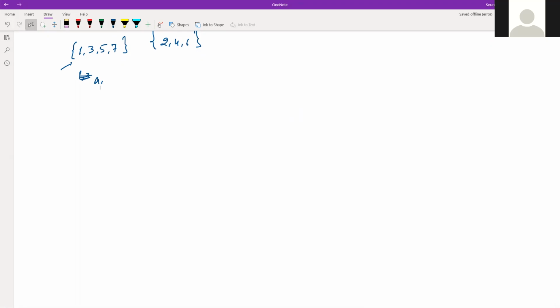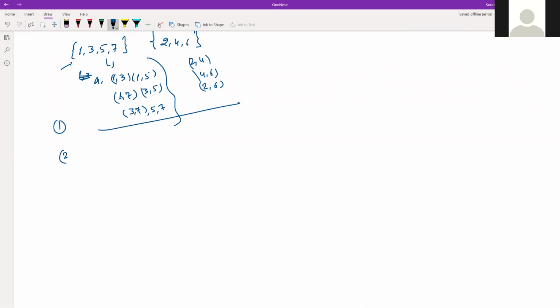right? So 1 and 3 will be related, 1 and 5 will be related, 1 and 7 will be related, 3 and 5 will be related, 3 and 7 will be related, and 5 and 7 will be related. That is from the first. Same way here, 2, 4 related, 4, 6 related, 2, 6 related, and so on. But so that is the first part. Second part, 1 and 2. Because one is from this group and second is from this set. So they are not related.